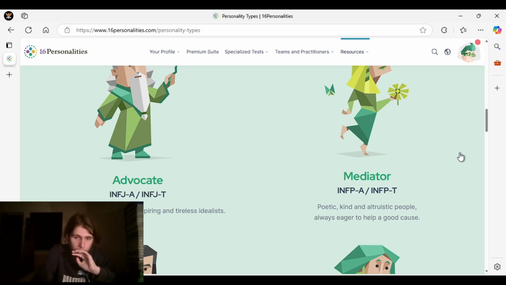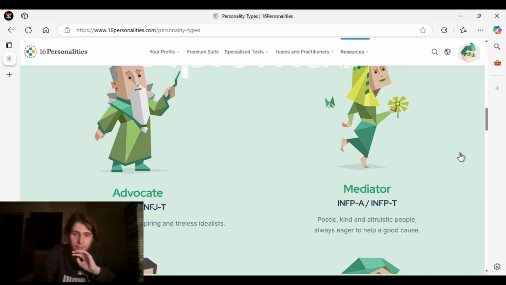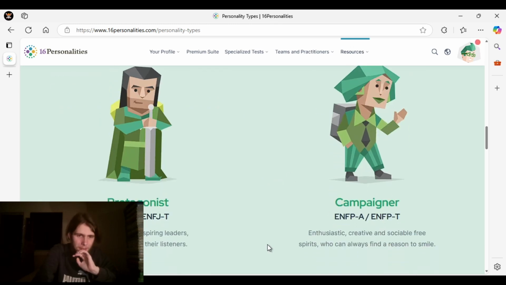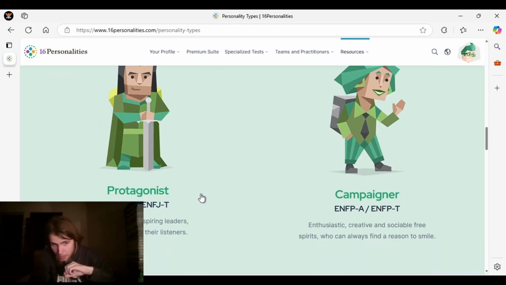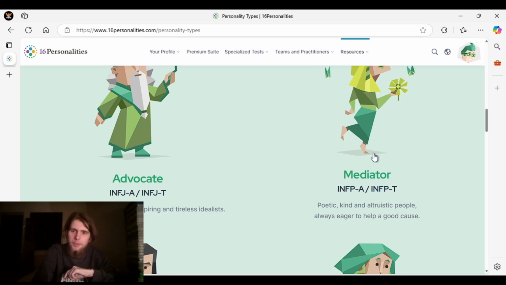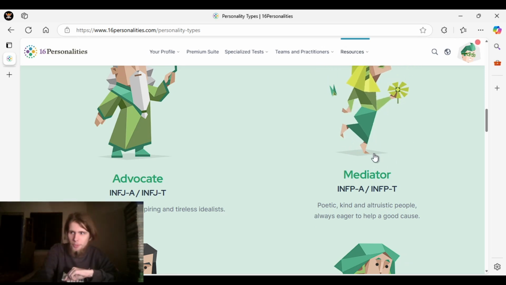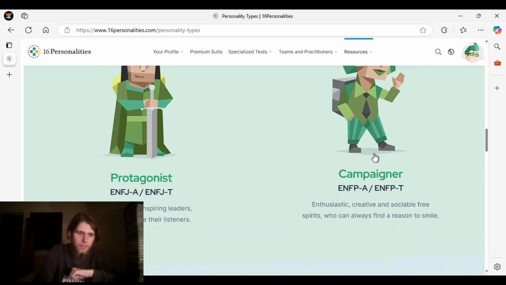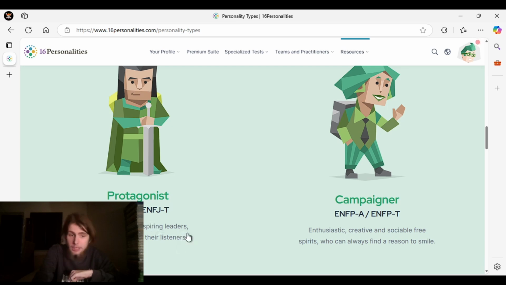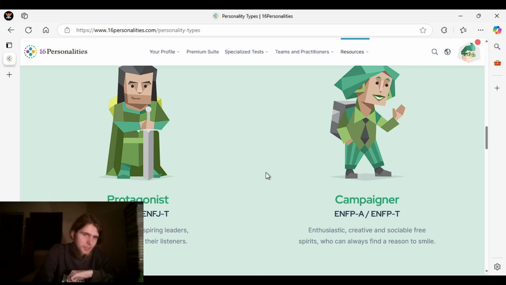Similarly, with another type in this category, we have the protagonist, charismatic and inspiring. Oh yeah, INFPs are also the most emotional one out of these four so far. But yeah, ENFJs, charismatic and inspiring leaders, able to mesmerize their listeners.